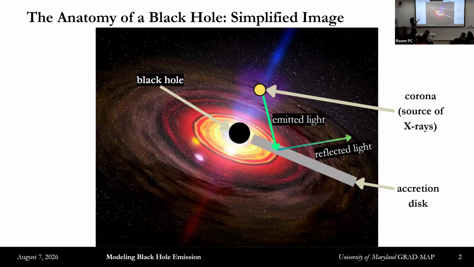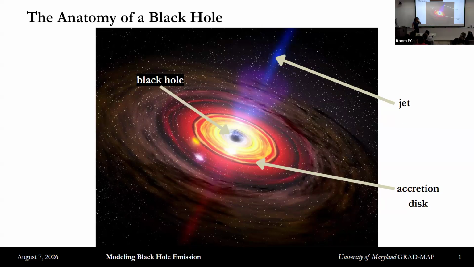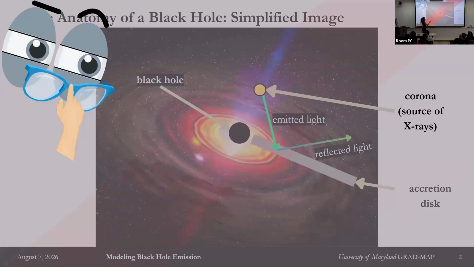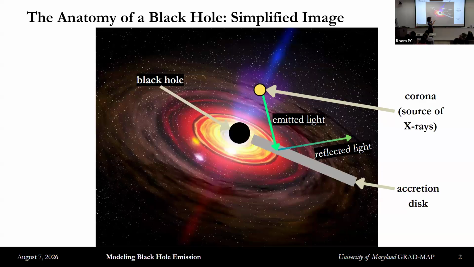The picture I showed here is a little bit complicated, so we take important components of the black hole to turn it into a simplified model. At the base of the jet is what we call the corona. It is a source of high energy light, in other words, X-rays. Many models treat this corona as a single point source that is emitting in all directions.